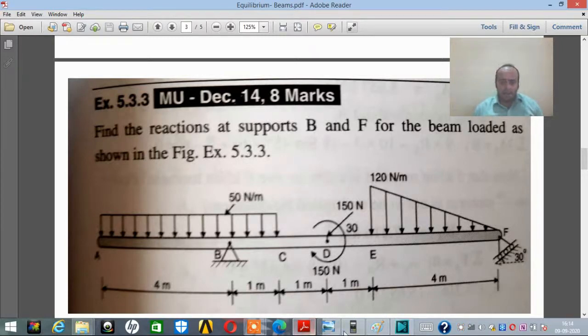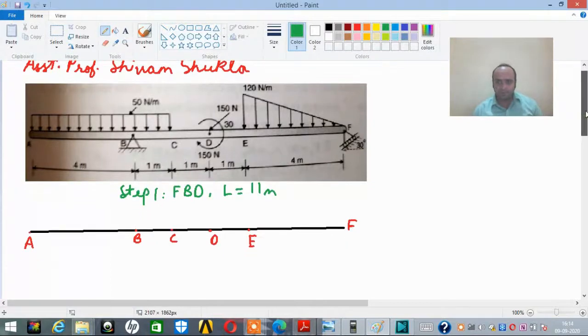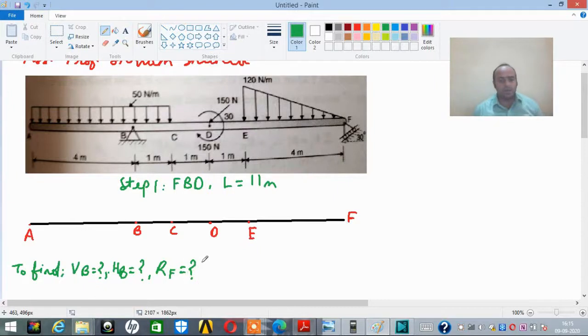Let us see how we can draw the FBD. This is the question's diagram. Let me write down what we are supposed to find. To find: VB is equal to question mark, HB is equal to question mark, as well as RF, normal reaction at F, is equal to question mark. So there are three unknowns. First step is to draw the free body diagram.